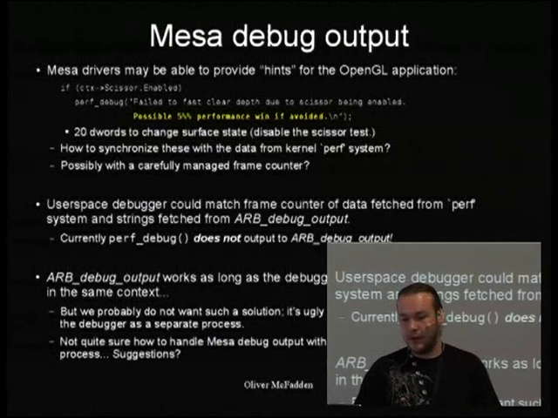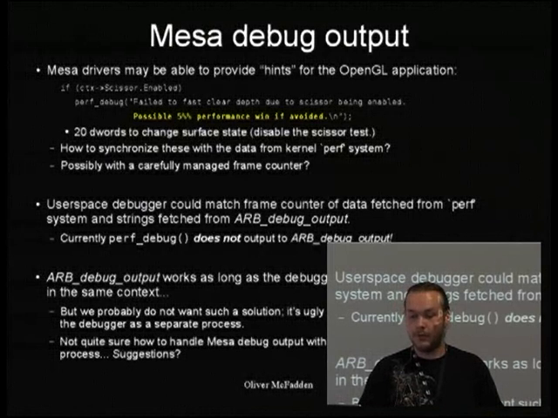But yeah, so I think it would be useful to try to sync these perf debug hints with the per frame data coming from perf. I'm not quite sure how we would do that. Maybe emitting some frame counter token on each perf debug printf, and that could be matched up with the data coming from the perf system and the kernel.